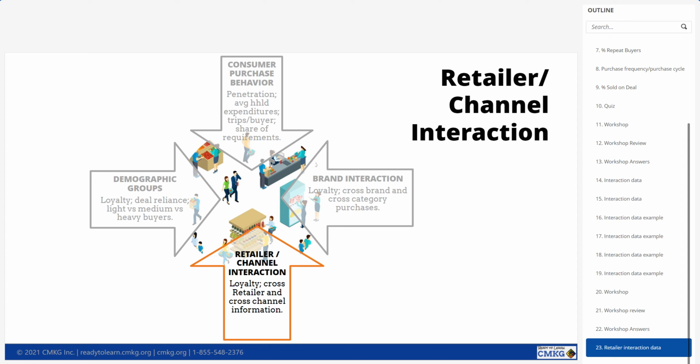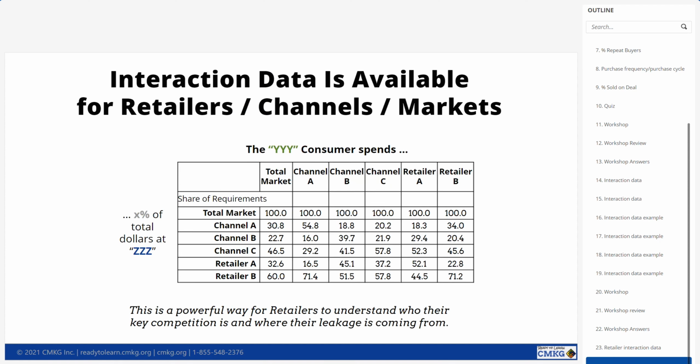The next type of data that is available in consumer panel data is retailer interaction data. This data captures retailer leakage in terms of percent of buyers, percent of dollars, and share of requirements, in the same way that the cross-brand interaction analysis works. The retail interaction data works exactly the same way as the brand interaction data, but across markets, channels, and retailers.